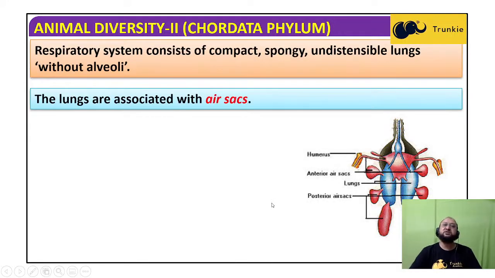The respiratory system consists of compact, spongy, undistensible lungs. That means in our body the lungs are distended, expanding and relaxing. In birds, the lungs are not expanding, and they are without alveoli, whereas we have lungs with alveoli. Lungs are associated with air sacs. Air sacs are there, but alveoli are absent, so the lung is undistensible, not expanding like in our body.